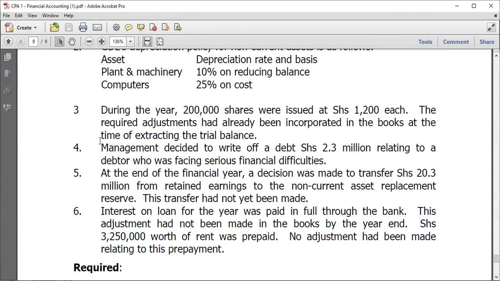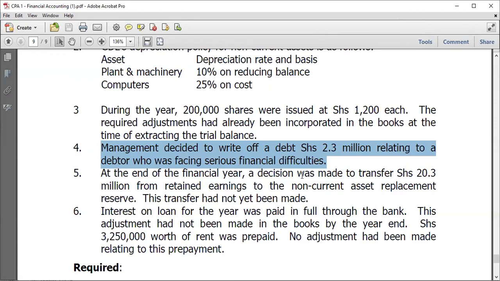So I see something here. They are telling us that management decided to write off 2.3 million relating to a debtor who was facing serious financial difficulties. Management decided to write off a debt of 2.3 million of the debtor who was facing financial difficulties.